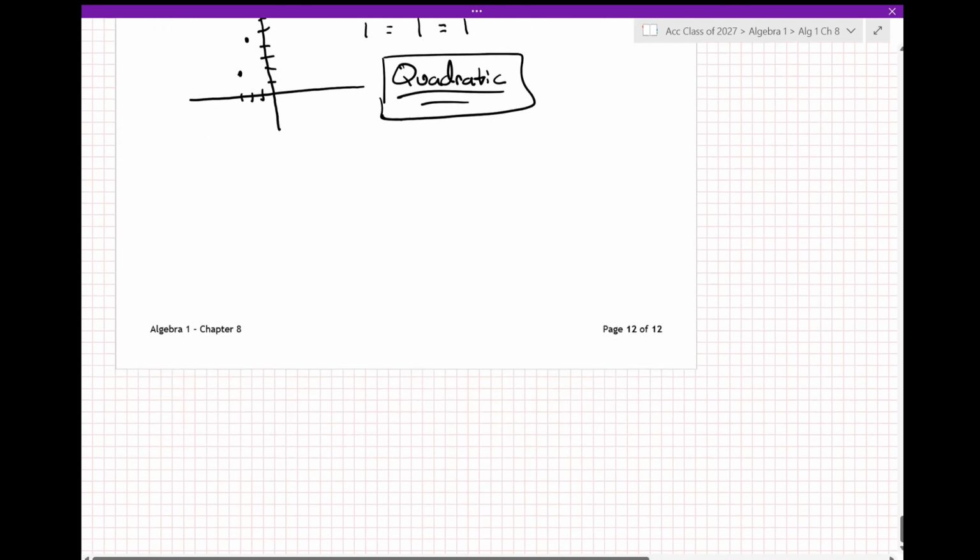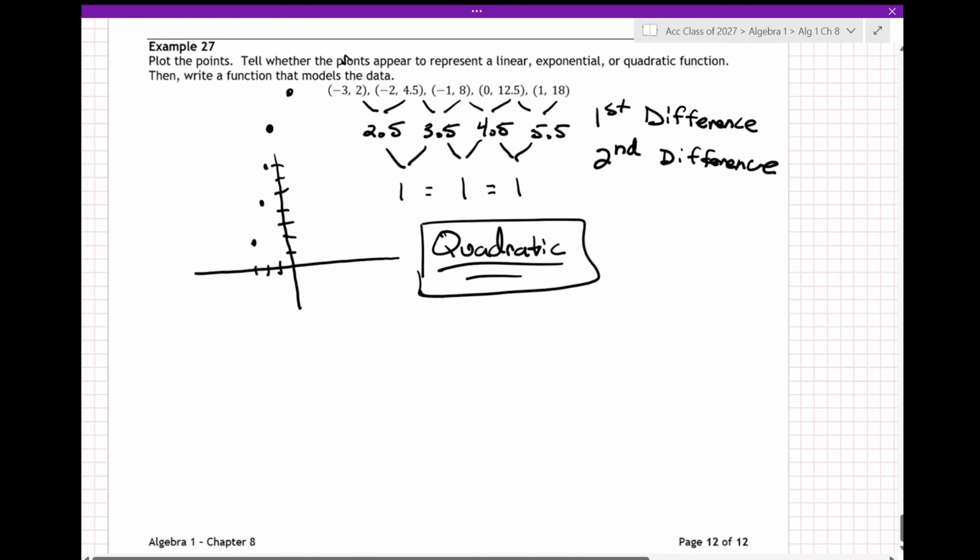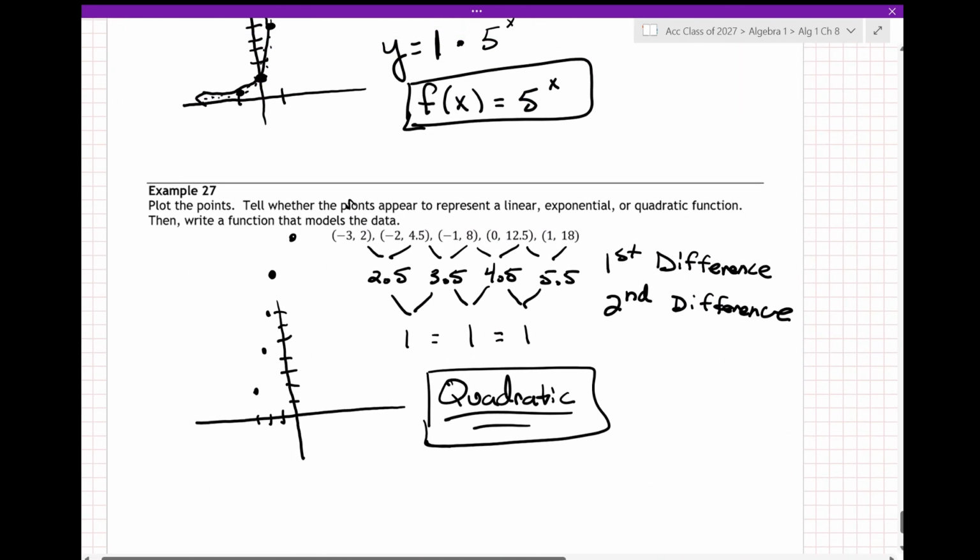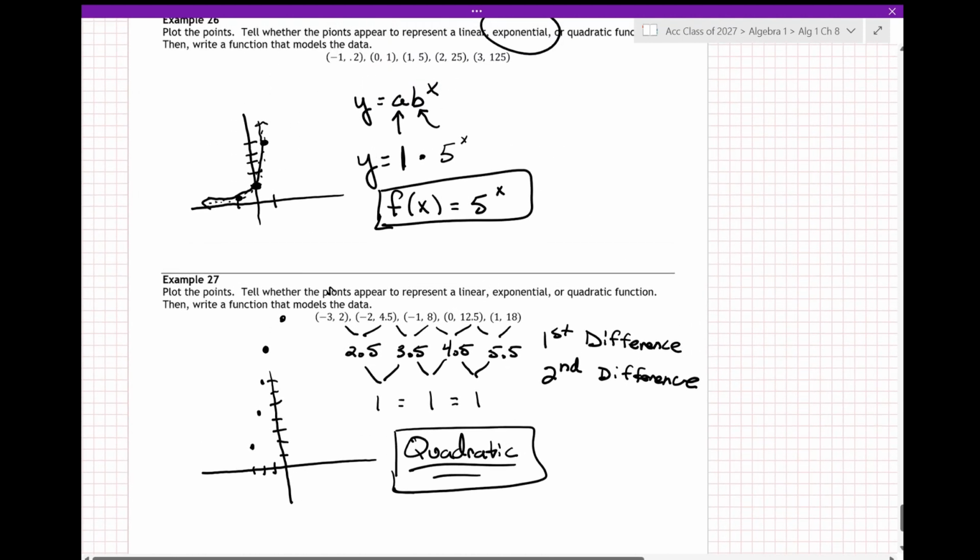Where is that the end? Oh, that is the end. All right, well, that is 27 there, and that's the end of the Chapter 8 notes.